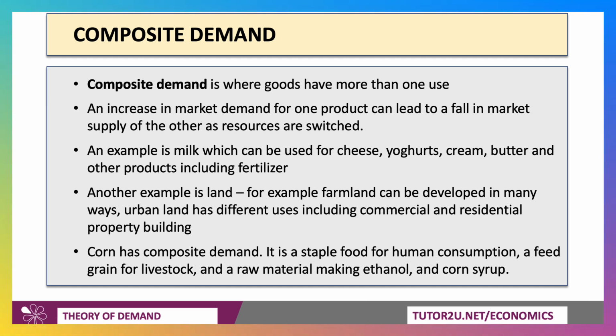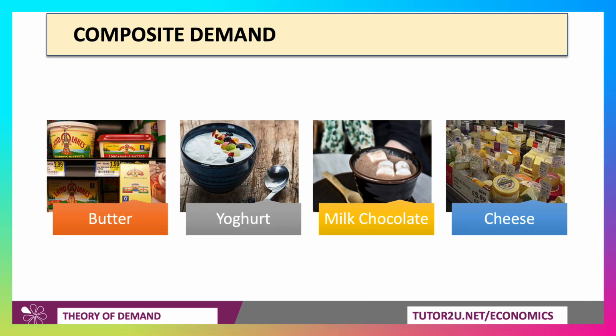So composite demand is where goods have more than one use. Butter, yogurt, milk chocolate and cheese. All good examples there of the composite demand for milk.